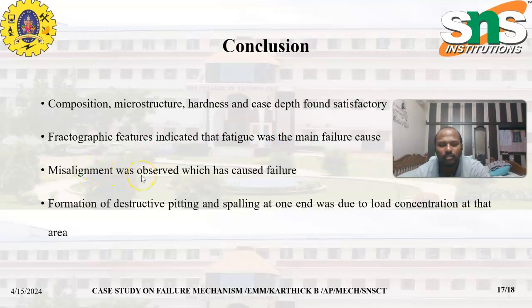Misalignment was observed, which is also a cause of failure. Formation of destructive pitting and spalling at one end is due to the load concentration on that particular area. And so, as I said earlier, fatigue is the major cause of these types of failures in high-speed machines.